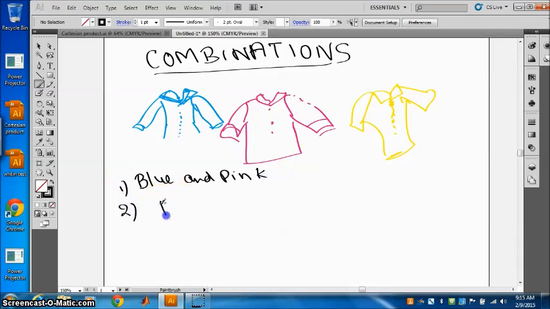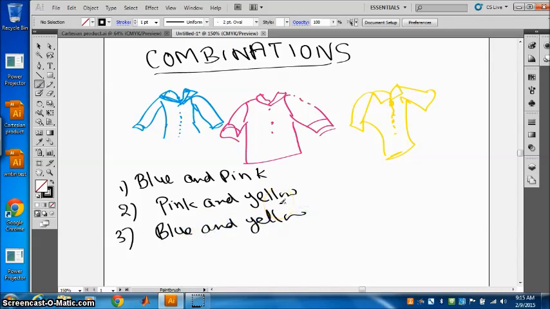Or you can buy pink and yellow. Any other combination? You can also take blue and yellow. So there are 3 combinations. Here order does not matter. Which one you pick first, that is not the matter. You can take any one first, but total you have to take 2. You can take blue and pink, pink and yellow, or blue and yellow. So these are called combinations.